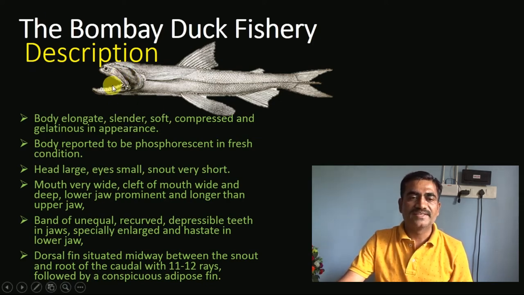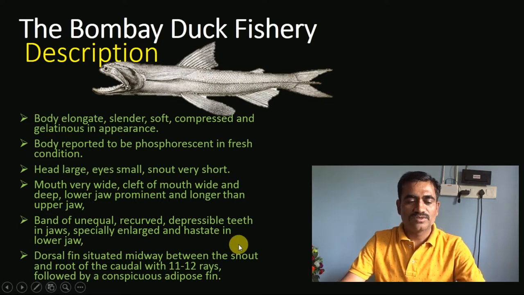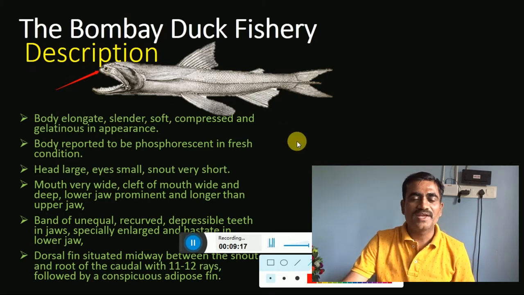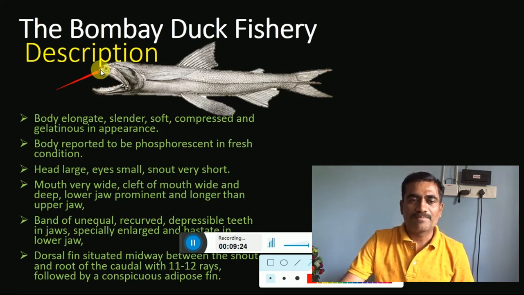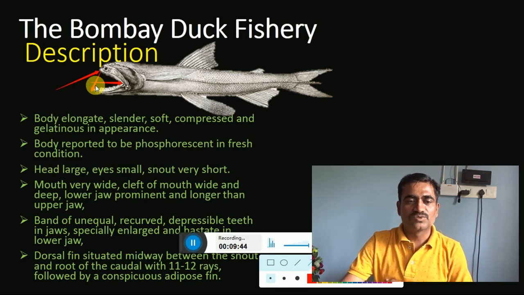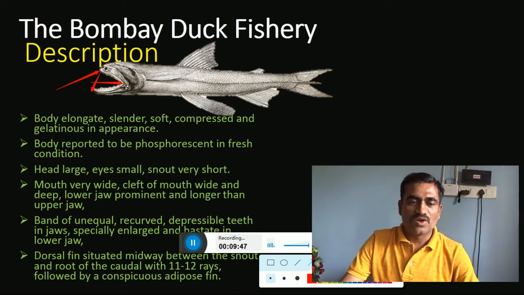Head also, see, it is a large head. The Bombay duck has a large head and very small eyes. Eyes are small, the snout is very short, and we can see the snout here, a very small snout. The mouth is very wide, that is, the gape of the mouth is also very wide. Then the cleft of the mouth is very deep. We can see this is the cleft, a large cleft. The mouth is very wide and the snout is very small.